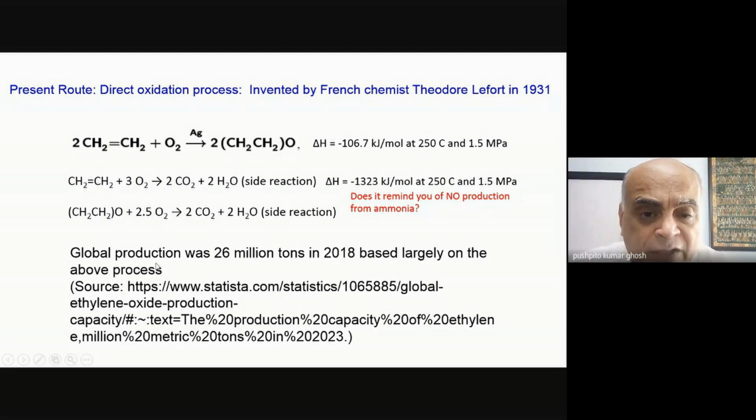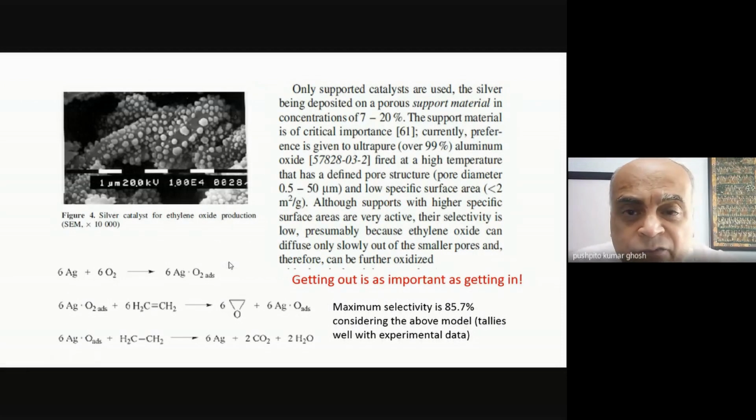Ethylene oxide is not as big as things like ethylene, but 26 million tons is not a small amount to require. And as you saw, ethylene oxide is required to make ethylene glycol and surfactants and so many other things. Okay, so a very, very important molecule. Now, let us try and understand a little bit, because there's something instructive in this whole process.